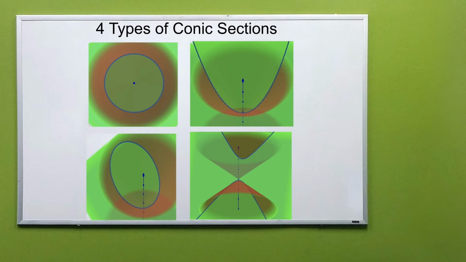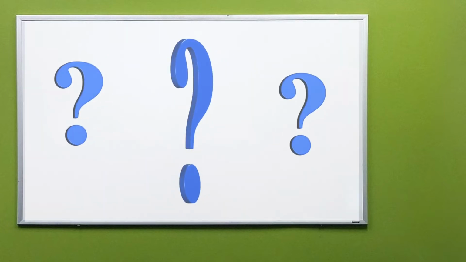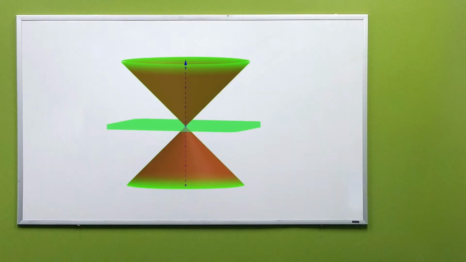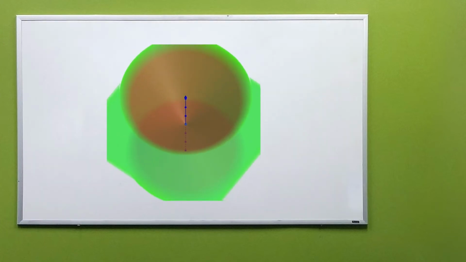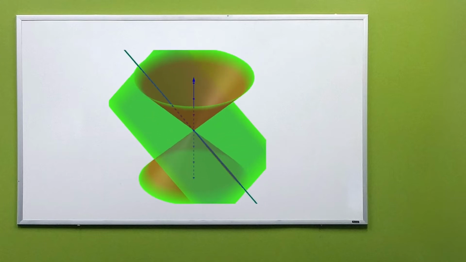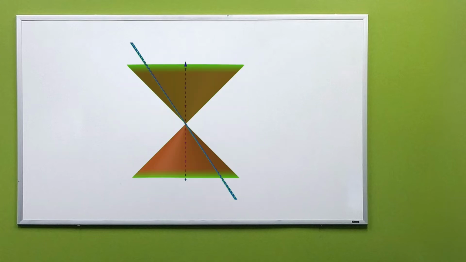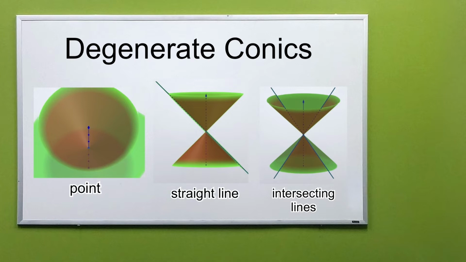Now, what happens when the plane intersects the double right circular cone at the vertex? Circle and ellipse become a point. Parabola becomes a straight line. And hyperbola becomes a pair of intersecting lines. These are called the degenerate conics.